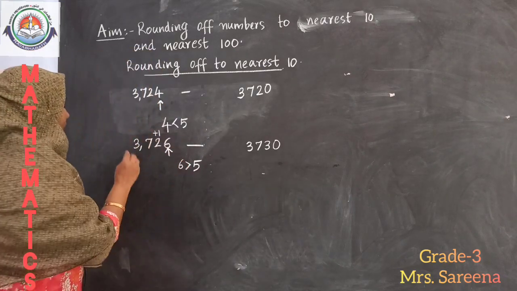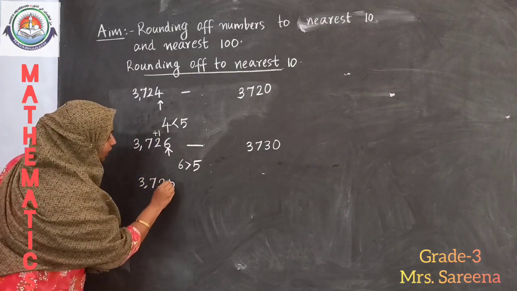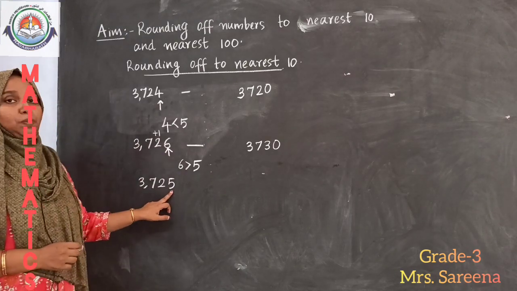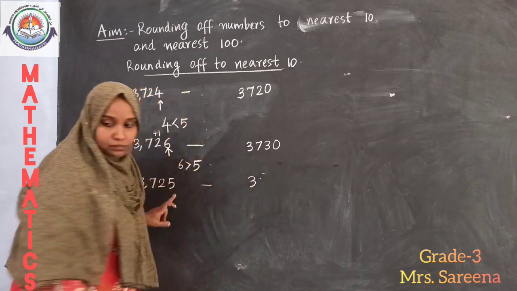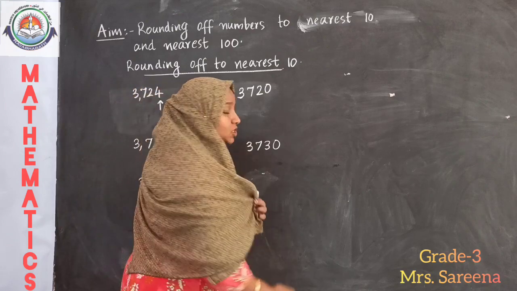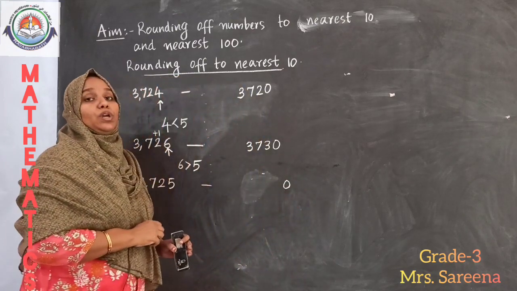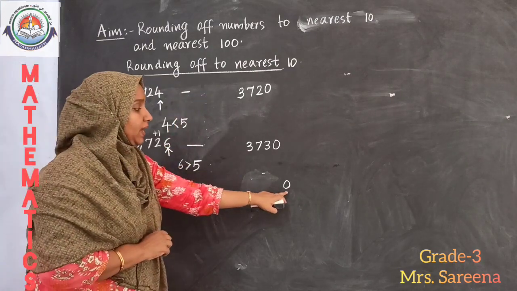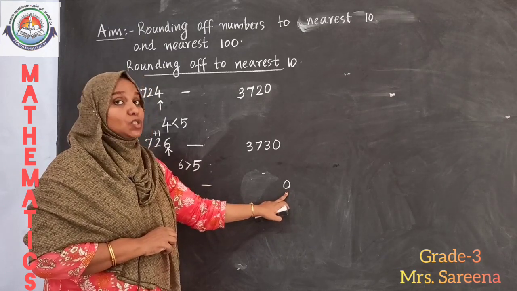We can do one more example, 3725. What is the number at the ones place? It's 5. The number should end in which number, children? 0, because we are rounding off to the nearest 10. So this number ends in 0, and the number at the ones place is 0.